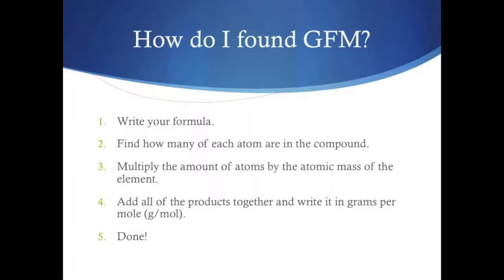First, you have to write down your formula for your compound, and then second, you're going to find how many of each atom are in the compound. Third, you're going to multiply the amount of atoms by the atomic mass of the element. And then last, you're just going to add all of the products together and write it in grams per mole, which is g over mole.